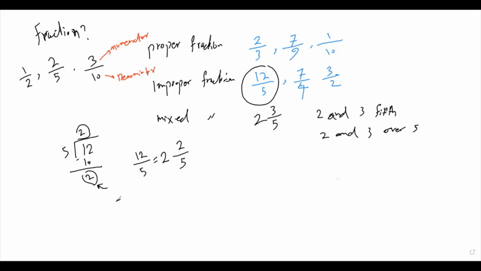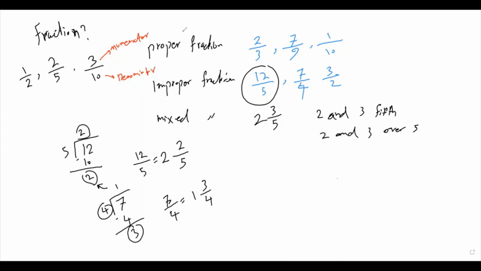So you can do the same thing for 7/4. 7 divided by 4, you get 1 with a remainder of 3. So 7/4 is equal to 1, and 3, the remainder, goes on top, and the 4 goes here, right? So you have to perform the division. However, how do you convert a mixed fraction to improper?